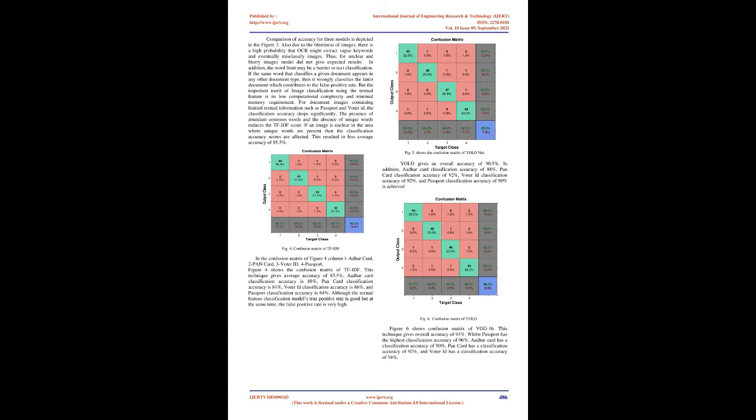YOLO v3. YOLO, you only look once, is a neural network capable of detecting the important features of an image. YOLO requires only one pass to detect these features. It provides bounding boxes for the identified objects and can detect numerous objects at once.